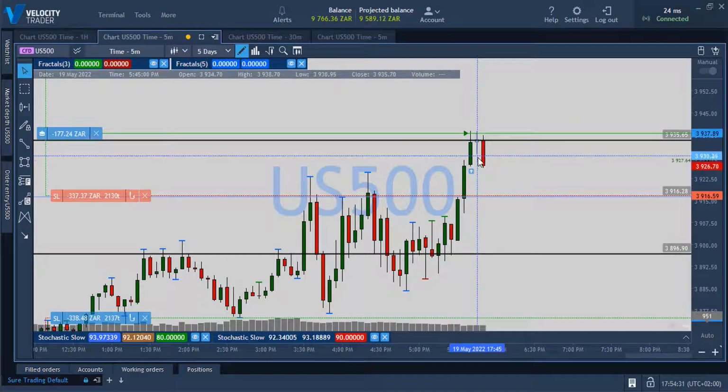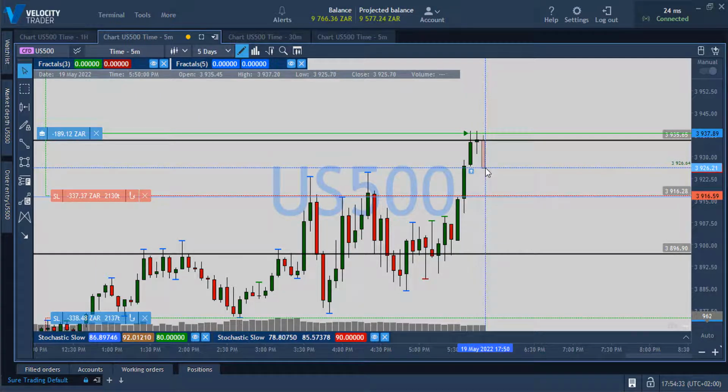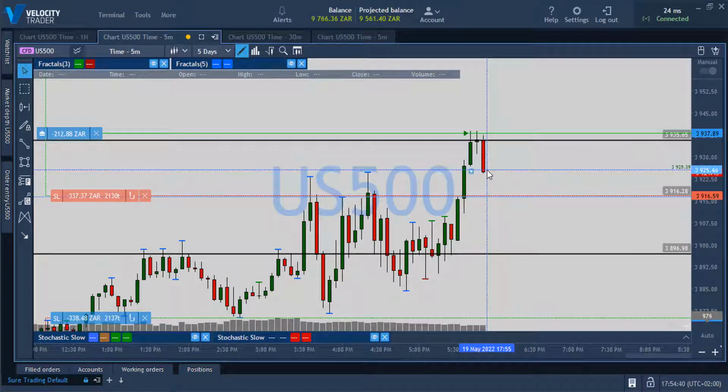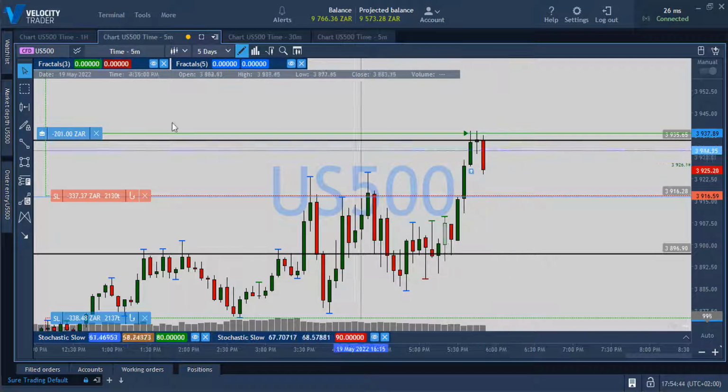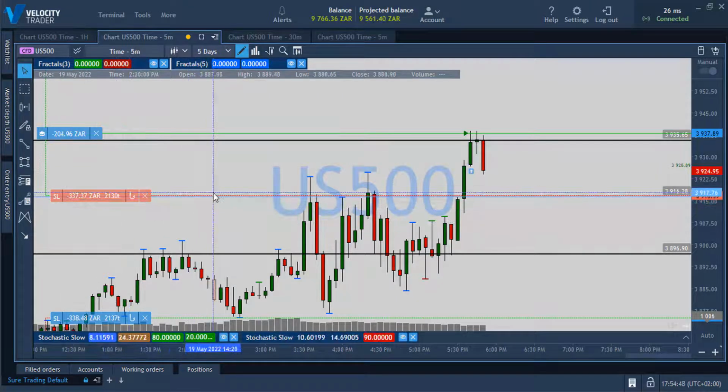It's currently not looking amazing with this current candle that's going down slightly. Hopefully it won't go all the way to our stop loss, and we'll then continue up. But we'll have to see what happens. We're currently 200 odd Rand down. Our stop loss is at 337 down.